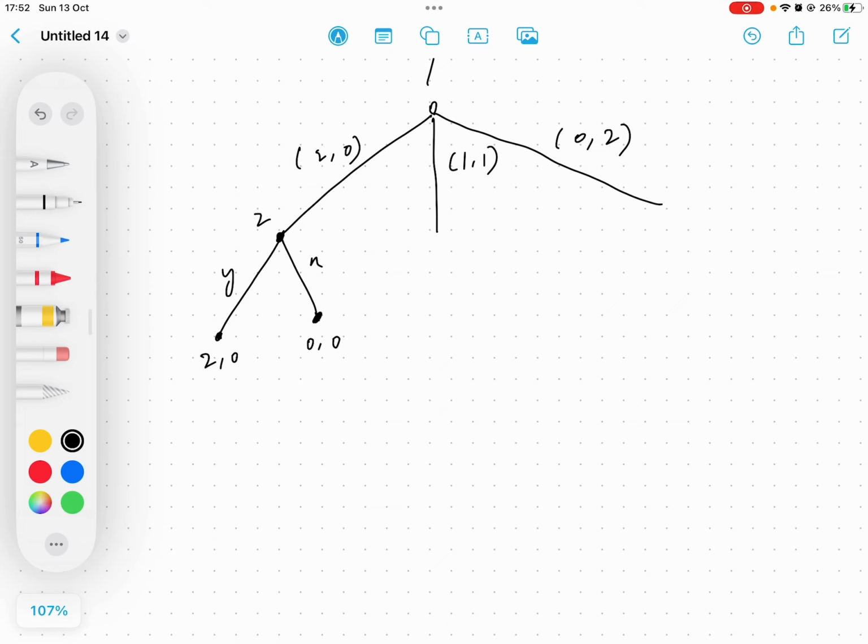And here player 2 is also playing. Player 2 could choose yes or no. If yes, then it goes like what player 1 did. If no, then it's 0, 0. Don't forget those dots. Player 2 could be yes or no, 0, 2, 0, 0.